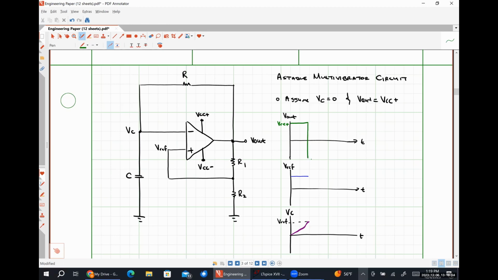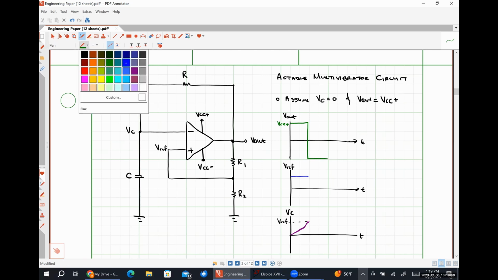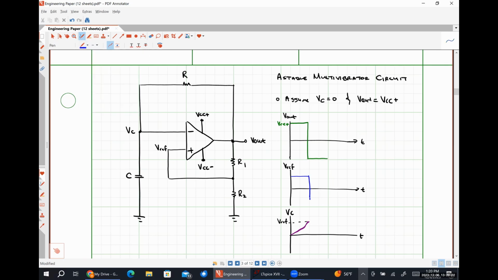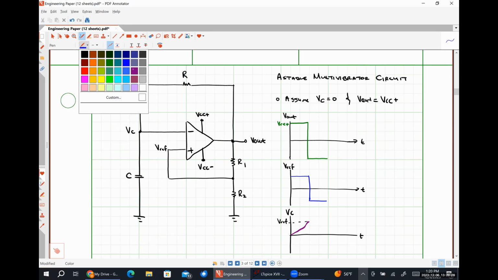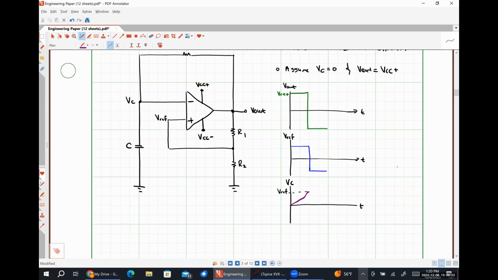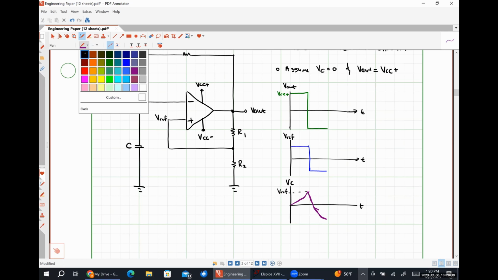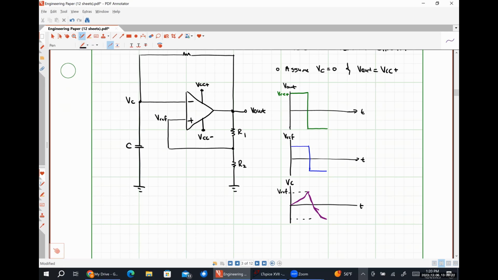So at this point in time, V out's going to swing negative, and it'll stay negative for a while. V reference is going to swing negative, and it'll stay negative for a while. And our capacitor is going to slowly discharge until eventually it gets to negative VREF, and then the cycle just starts over.